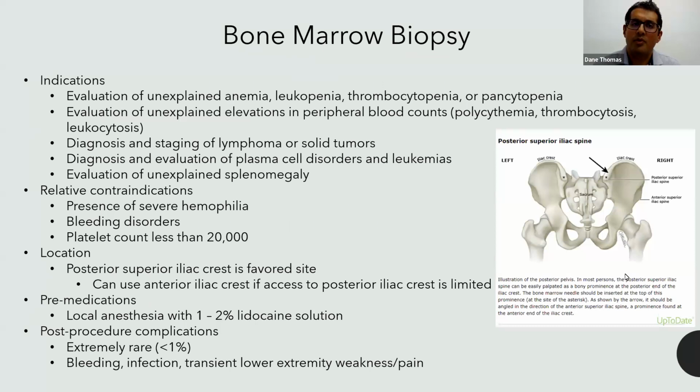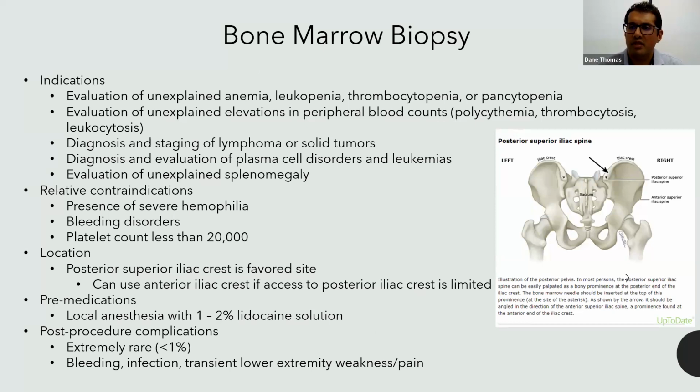So this patient underwent a bone marrow biopsy, and I wanted to spend a minute talking about bone marrow biopsy and what it entails. There are multiple indications for bone marrow biopsy, which are listed here. Relative contraindications for bone marrow biopsy include presence of severe hemophilia, bleeding disorders, and platelet count less than 20,000. But again, these are relative contraindications, not absolute. We can work around these contraindications to get the patient a bone marrow biopsy.